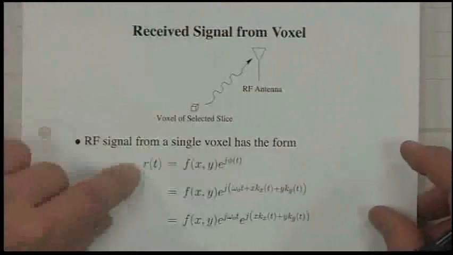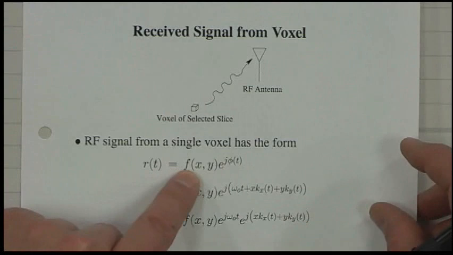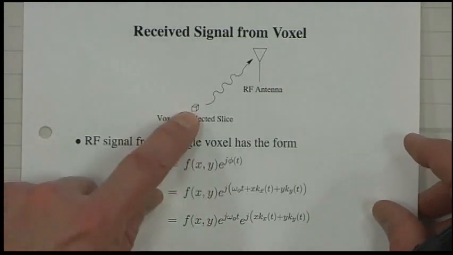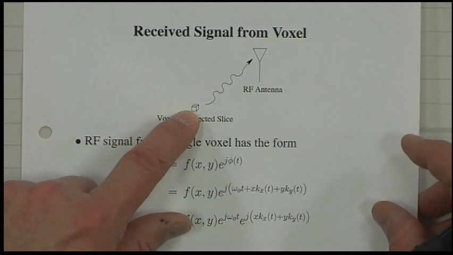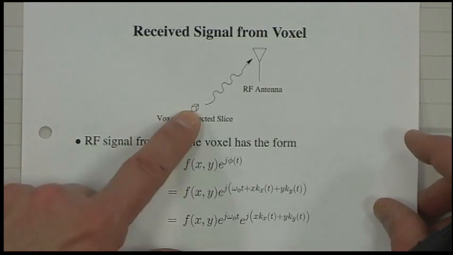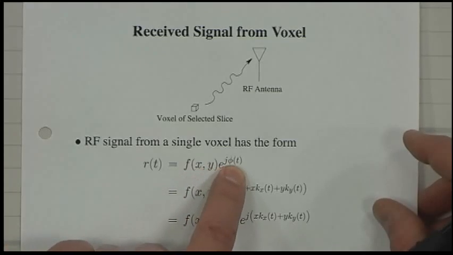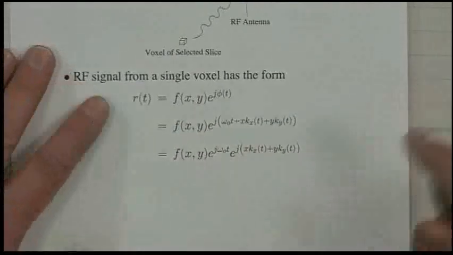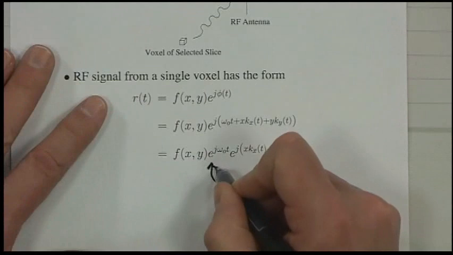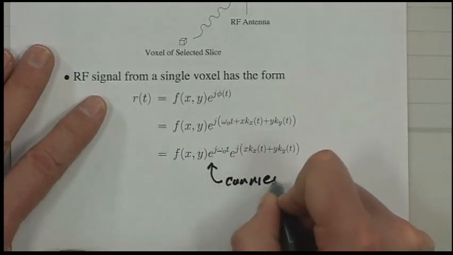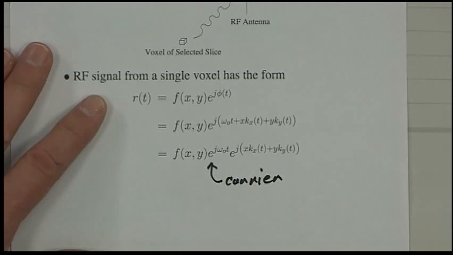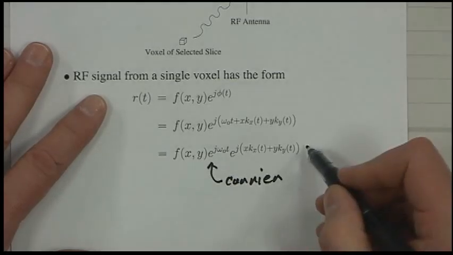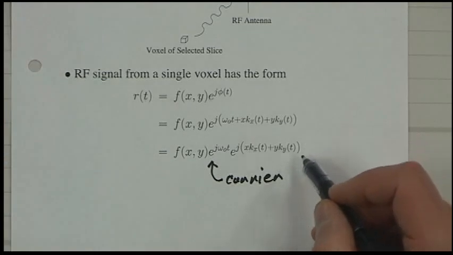Now if you plug that back into the expression, then the RF signal that's measured for a particular voxel is going to be f of xy. F of xy is the underlying signal strength and phase of that voxel. So it's actually f of xy that is the thing you're trying to image, times e to the j phi of t. And if I plug in now for phi of t this expression, I get this form. So this is the carrier, and this thing here is like a phase modulation on the carrier.